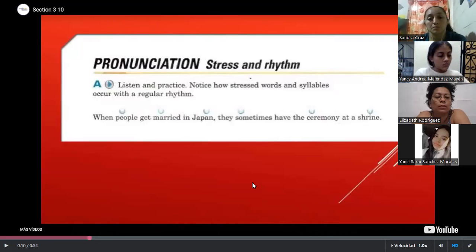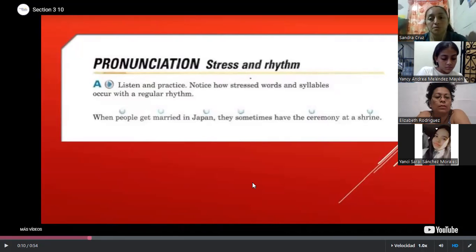The next word is ceremony. Okay, ceremony. ¿Cuántas sílabas tiene? Ceremony. Four, right? So, we're going to give the stress to the first syllable, because that's the way this word is pronounced, ceremony.